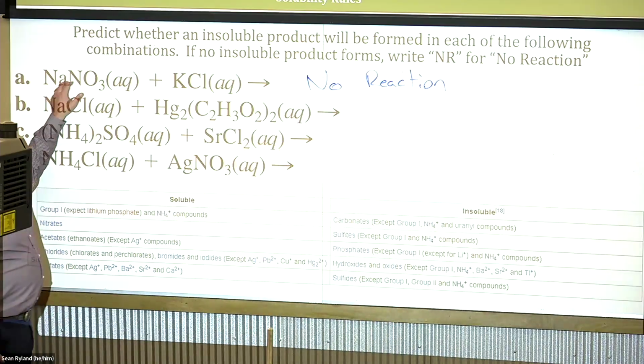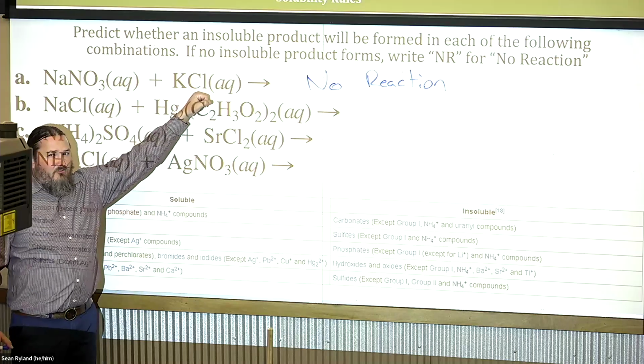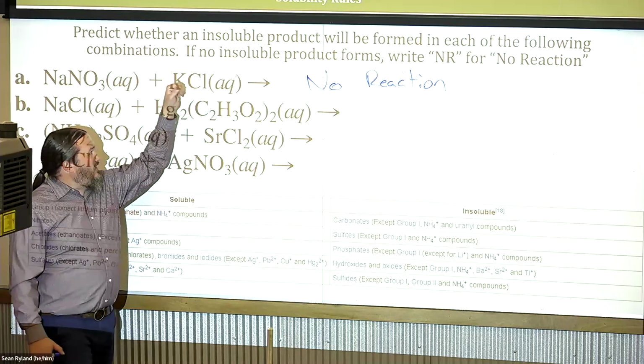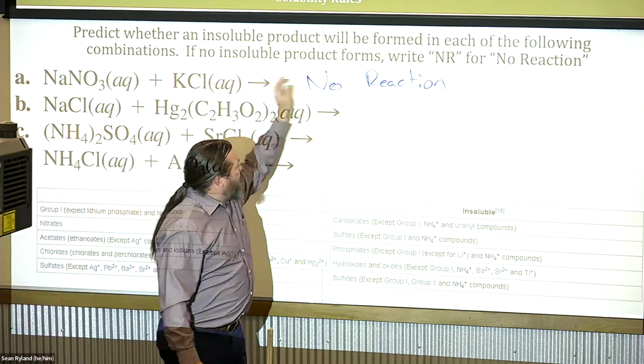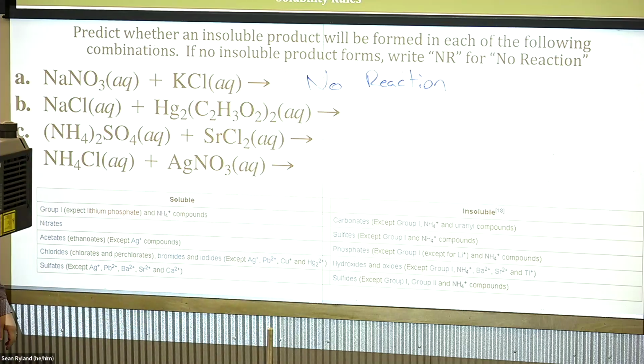We started with sodium ions and nitrate ions and potassium ions and chloride ions all floating around dissolved in water. And when we mix the two solutions together, we still have all four of those ions floating around. So nothing changed.